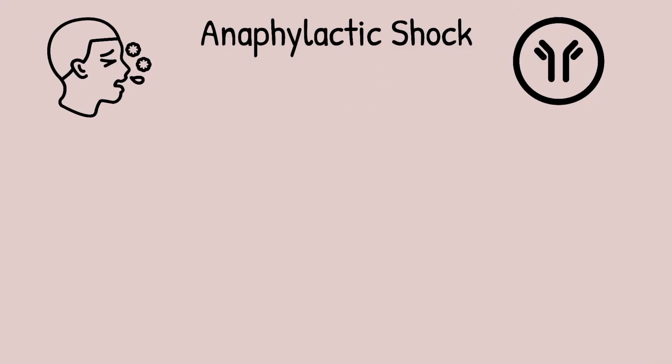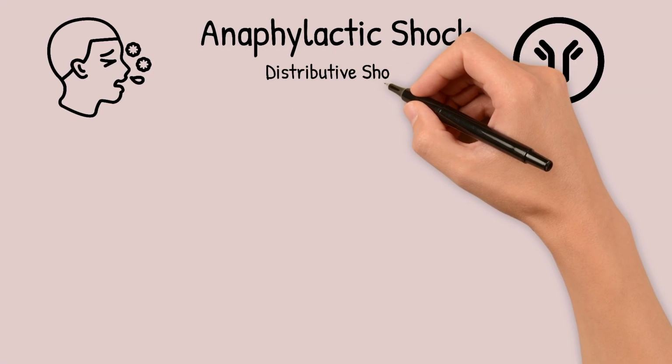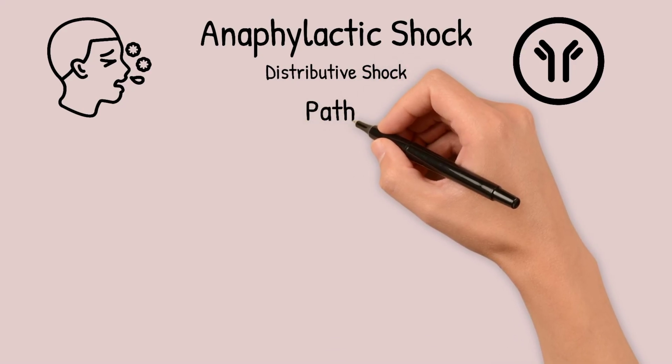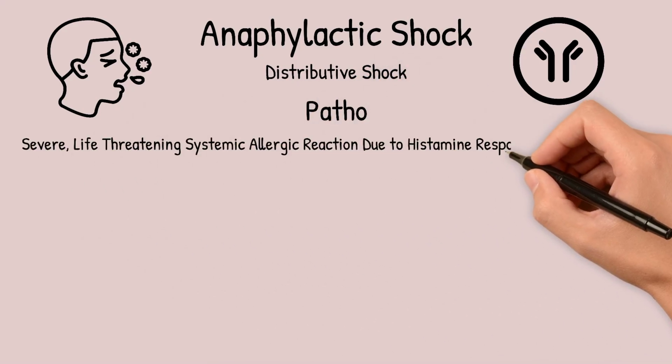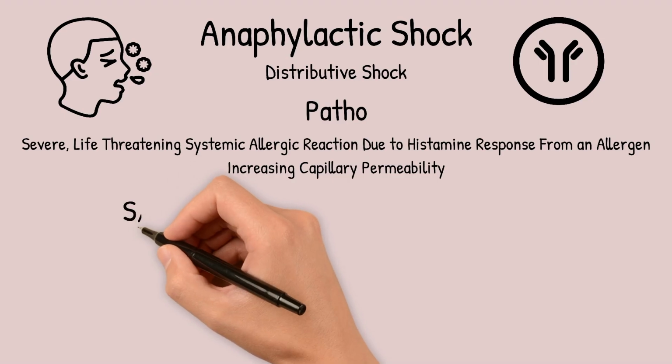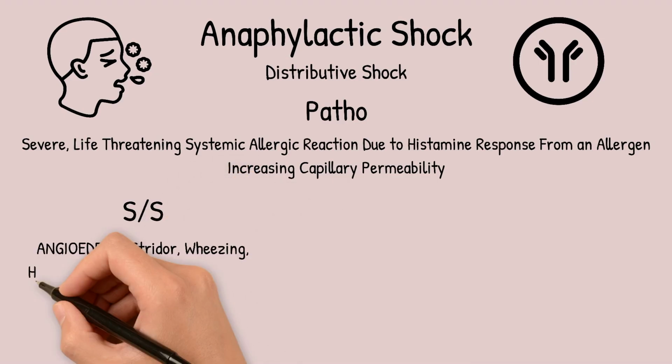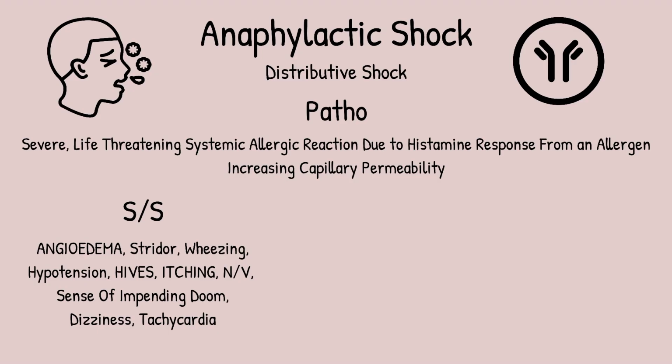Next up is anaphylactic shock. This is also distributive shock. It's a severe life-threatening systemic allergic reaction due to a histamine response from an allergen, increasing capillary permeability. Signs and symptoms of anaphylactic shock include things like angioedema, and that's face, lip, and tongue swelling, stridor, which is an upper airway obstruction or partial obstruction, wheezing, which is a lower airway partial obstruction, hypotension, hives, itching, nausea, vomiting. They could have a sense of impending doom, dizziness, and tachycardia.